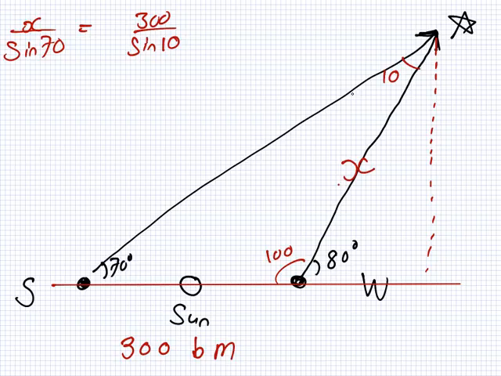So I can use my calculator and I'll get 300 divided by sine 10. Billion has 9 zeros, so 300 and 9 zeros. Yeah, that's it, times sine 70. So here I get the x is 1623 billion meters.